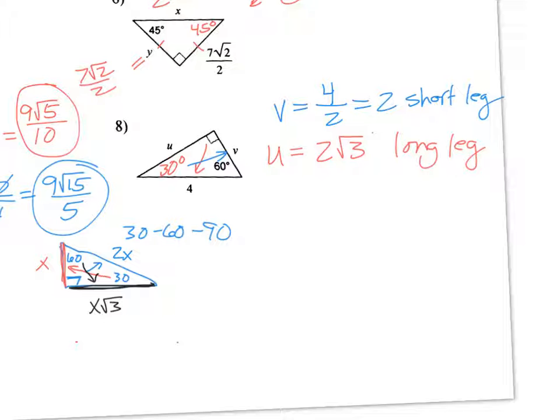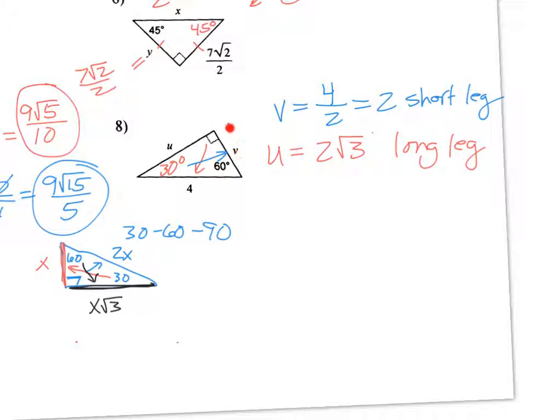So a real quick explanation of this one. They gave me the hypotenuse. The first thing I always find is the short leg, my x, the one across from 30. So in this case, that's V. Now, how do I go from the short leg to the hypotenuse? I multiply by 2. So to go backwards from hypotenuse to short leg, I divide by 2, which is 2. So now the short leg is 2.